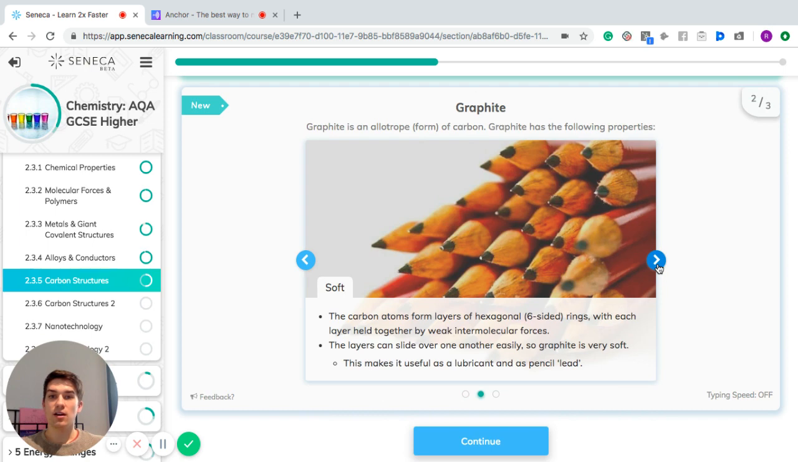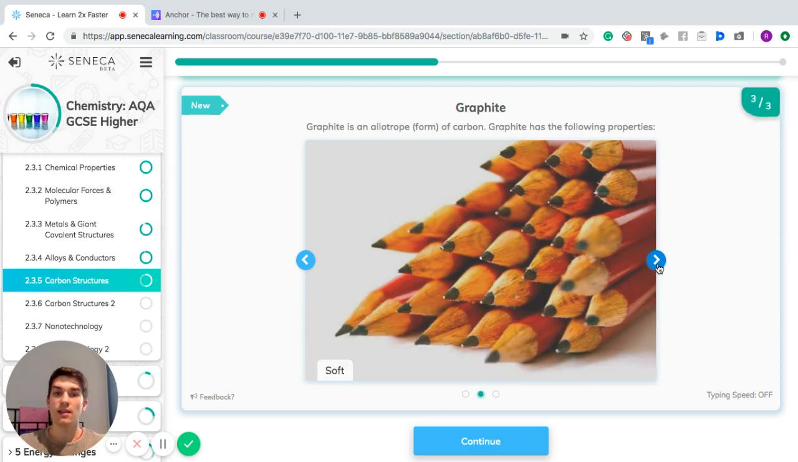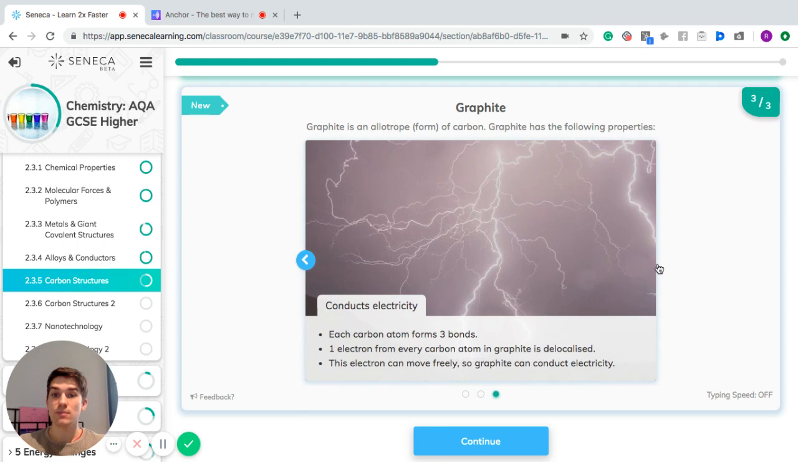And graphite is quite soft because it forms layers of hexagonal rings. Hexagonal just means 6-sided, where each layer is held together by weak intermolecular forces. And those layers can slide over each other quite easily. So graphite is very soft, and this makes it useful as a lubricant and also in pencil lead.